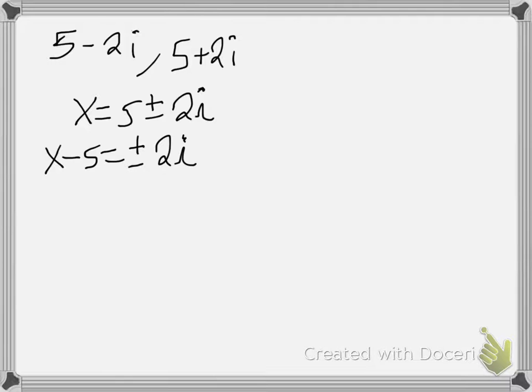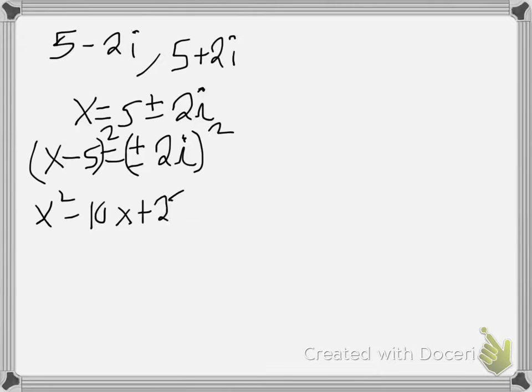Whenever I have a plus or minus, that tells me in order to get rid of it, I'm going to have to square it, because sometime or another I took a square root to get plus or minus. Because remember, whenever you take a square root, you have the positive root and the negative root. So if I square this properly, I get x squared minus 10x plus 25 is going to be equal to, now, what is 2i squared? Well, 2 squared is 4, and i squared is -1.